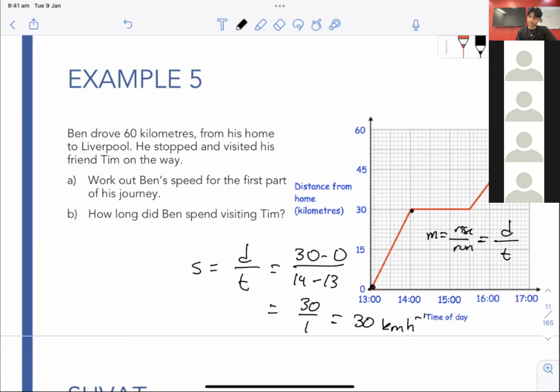Now, the gradient of this graph is just going to be y2 minus y1 on x2 minus x1, but that's just some basic maths. So if you have any questions around that, you can ask me at the end as well, okay?